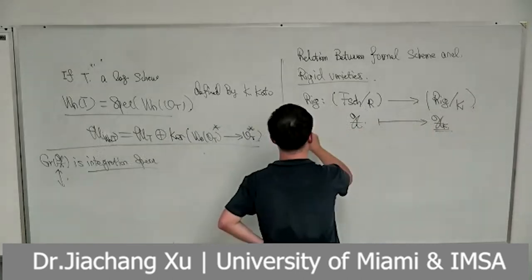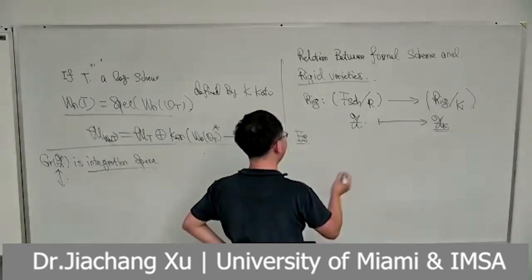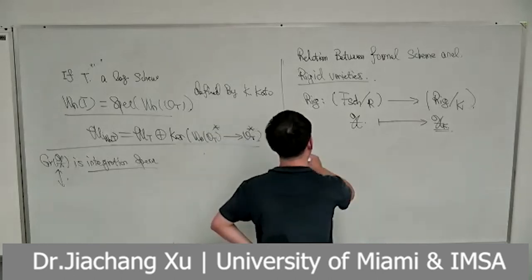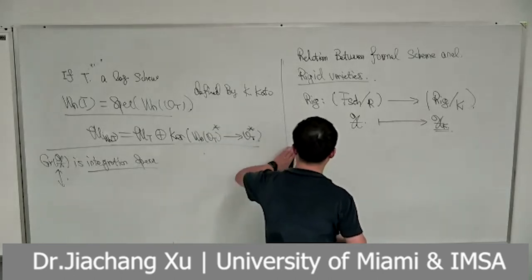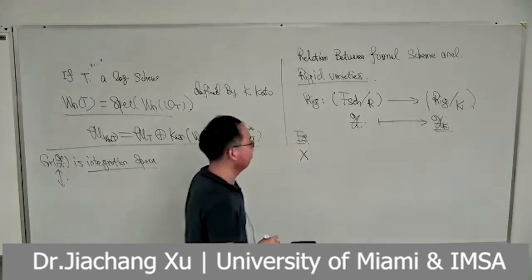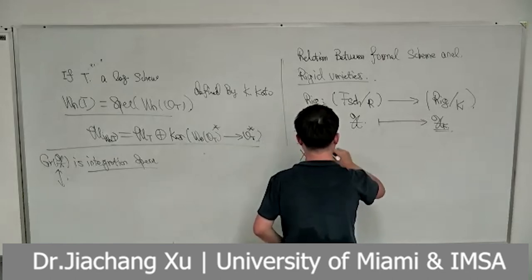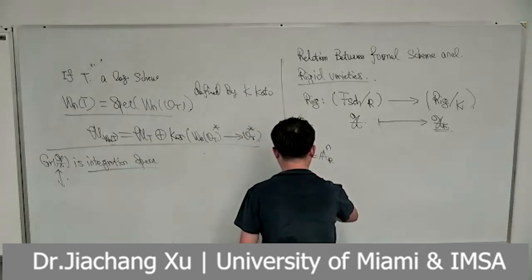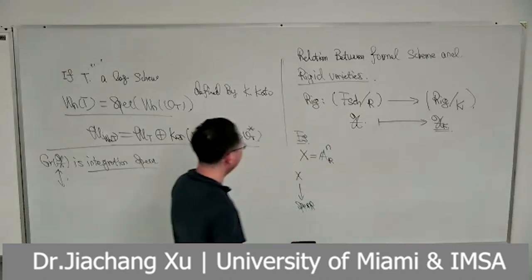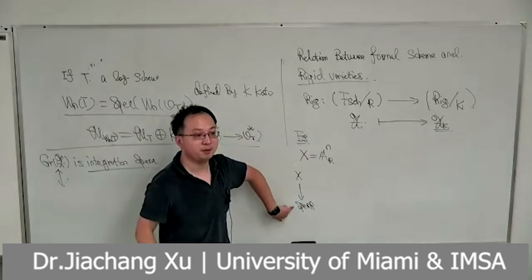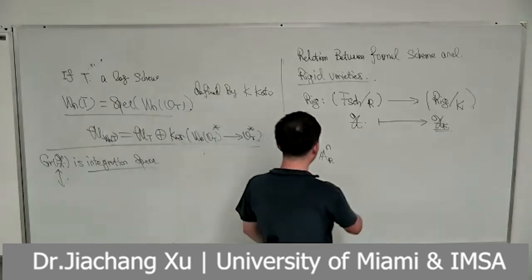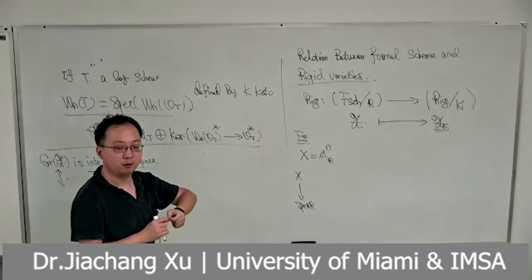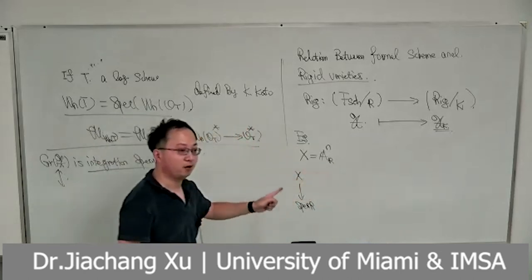So naturally, you can think about it this way. Let's take the most trivial example, an algebraic formal scheme. First let's take X as an affine space, and we have a structure morphism to Spec R. Then you take the preimage of the maximal ideal inside this DVR, so you get a closed subscheme inside this affine space, and we do the completion along this subscheme, we get an algebraic formal scheme.